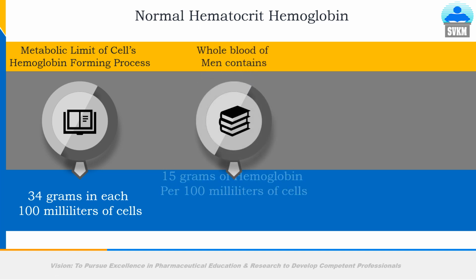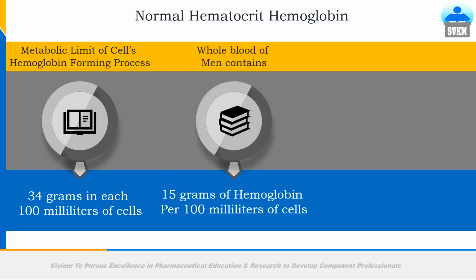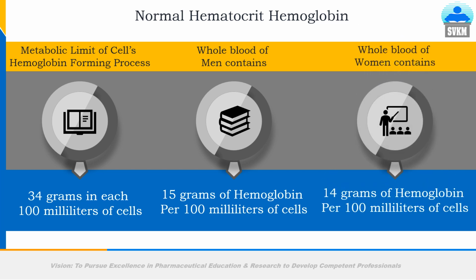At normal hematocrit hemoglobin, the whole blood of men contains 50 grams of hemoglobin per 100 milliliters of the cell, whereas whole blood of the women contains 14 gram of hemoglobin per 100 milliliters of the cells.